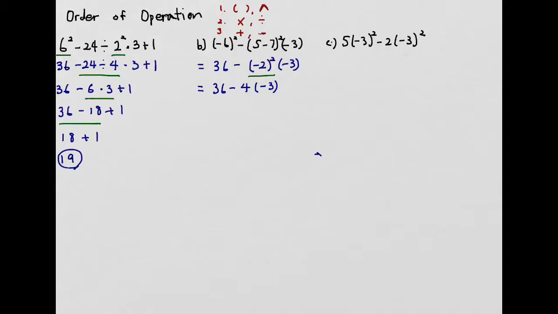And then the next step is going to be multiplication and divisions. I don't see any divisions, but I do see multiplication right here, so I will do that. Next will be negative 4 times negative 3, which is positive 12. And then adding those two numbers, right? So it will be 48.